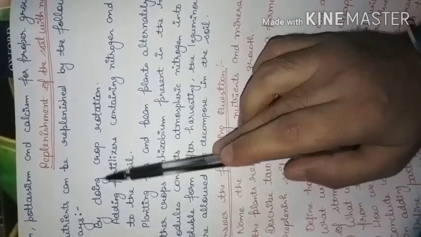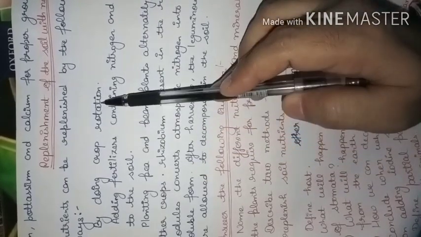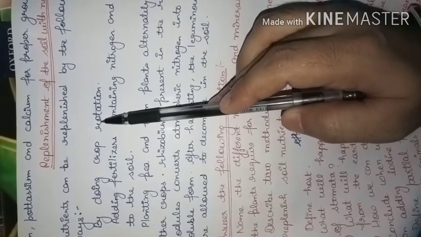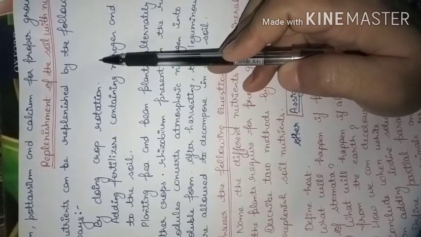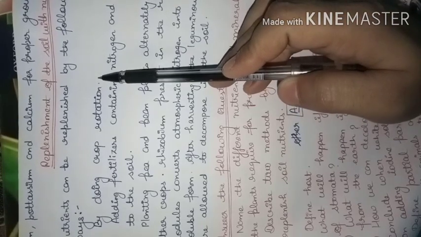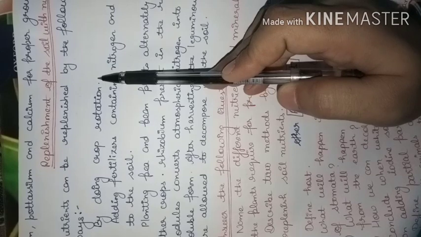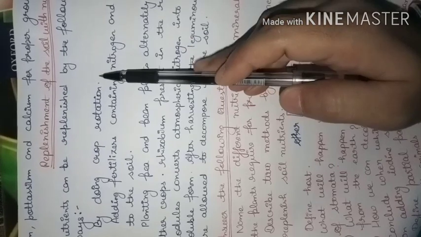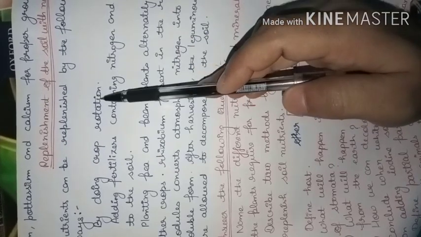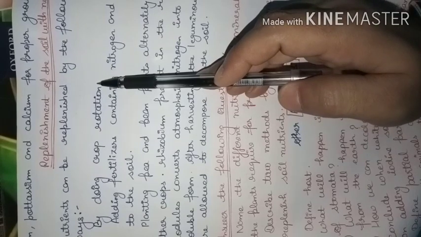Now what are these processes? First process is the crop rotation method. In the crop rotation method, instead of growing the same crop on the same field, we grow different types of crops in different seasons. Let's take an example. Suppose we grow wheat on the field. The wheat crop consumes a large amount of nitrogen from the soil, so our soil becomes deficient in nitrogen. If you again grow the wheat crop, the soil again becomes deficient in nitrogen.